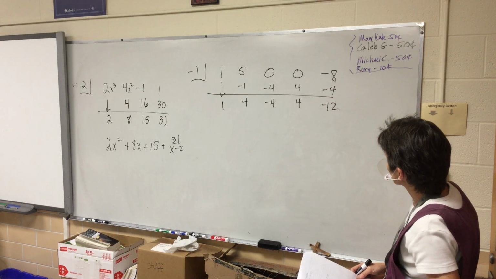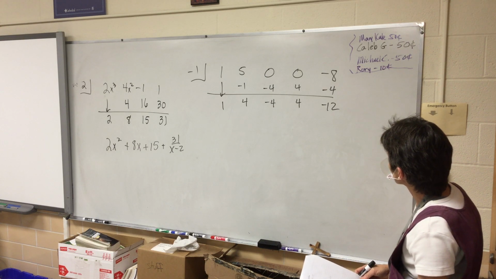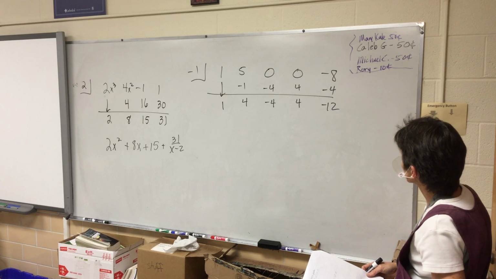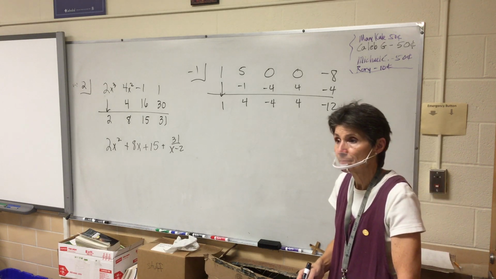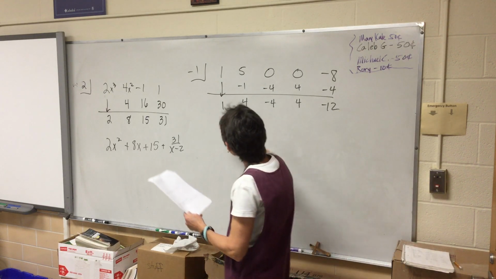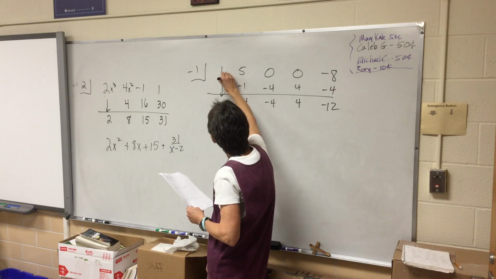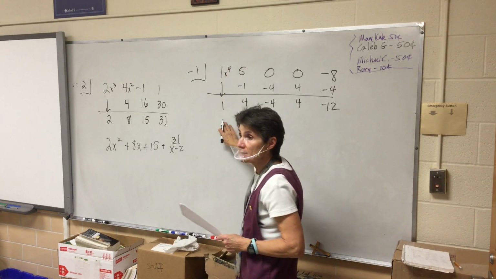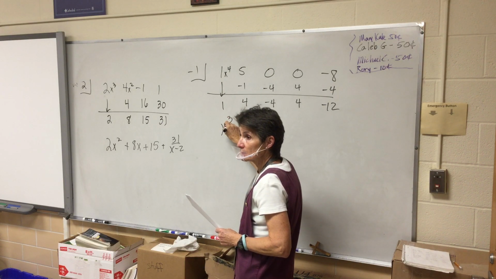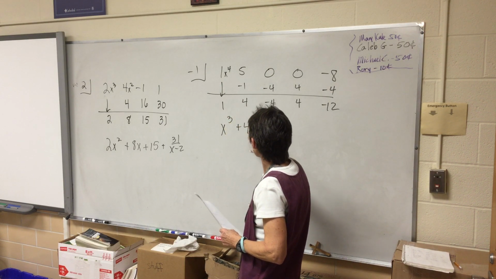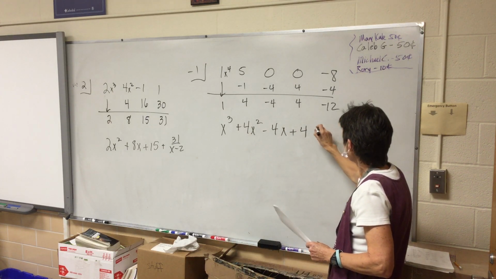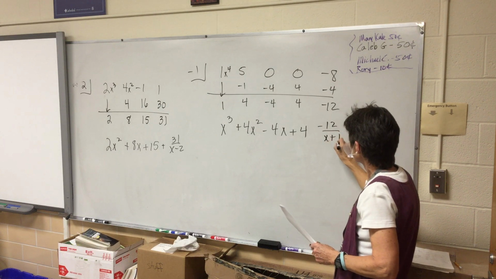All right, keep an eye on my arithmetic. Anybody match that? Okay, so what's our answer? Well, remember, the original polynomial was x to the 4th. So when you write your answer, it will be x cubed plus 4x squared minus 4x plus 4. And that last guy is your remainder.